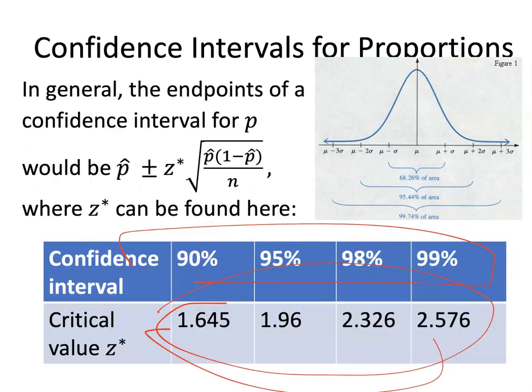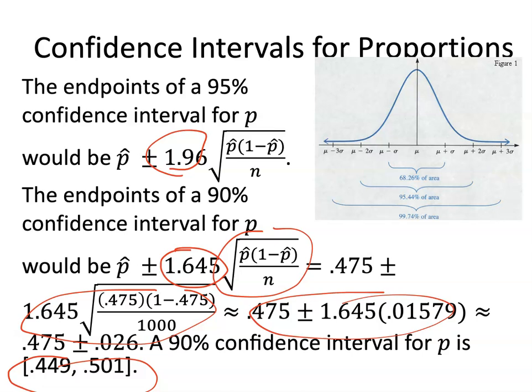So going back to what we had over here, again we had 47.5%, 0.475 plus or minus 0.026, 2.6 percentage points. That was our margin of error.